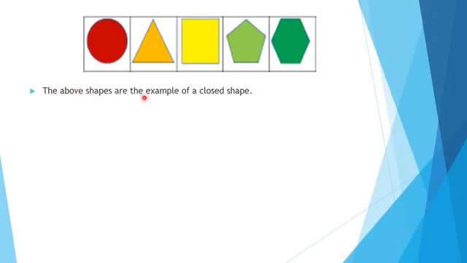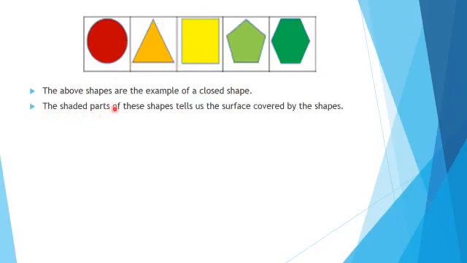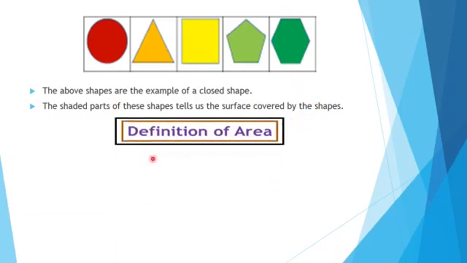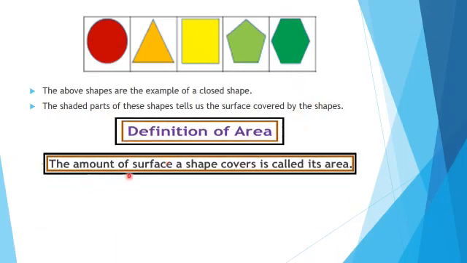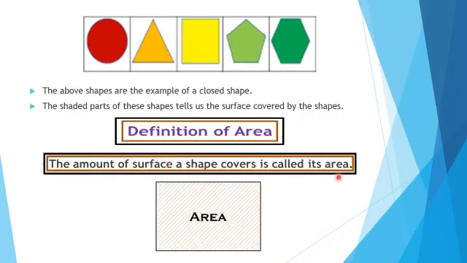The above shapes are the example of a closed shape as their starting and ending point are same. The shaded parts of these shapes tell us the surface that is covered by the shapes. Therefore, the amount of surface a shape covers is called its area.